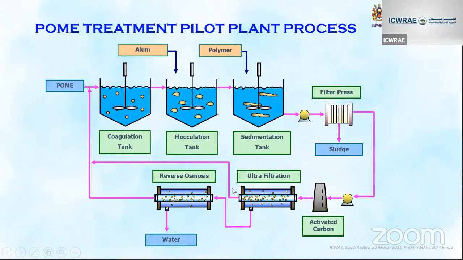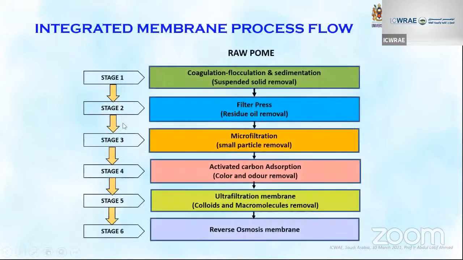Then this becomes the feed to ultrafiltration. From ultrafiltration, we feed it to the reverse osmosis. From the reverse osmosis, we get crystal clear water. It meets the standard of drinking water, whether we want to use it as drinking water or recycle it back to the internal consumption of the mill itself. This is how the process works, 6 stages: coagulation, flocculation, filter press, microfiltration, activated carbon, ultrafiltration, and reverse osmosis.